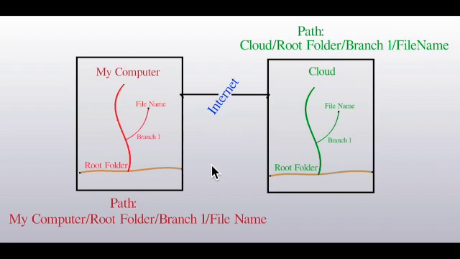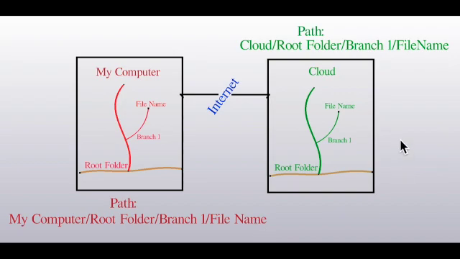In the case of it being on your computer, you'll usually have a root folder, the main folder that's on your computer. Then it might be off of a branch, which would be another folder, and then the file would be located in that branch one folder. The path for this file, if it's on your computer, will be: it's on your computer, then /, it's in your root folder, /, it's on the branch one, and then your file name, that will be your actual file.